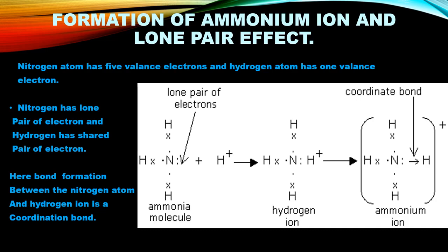Nitrogen has a lone pair of electrons and hydrogen has a shared pair of electrons. That is, hydrogen has only one electron, but nitrogen has a lone pair of electrons. That one is represented by the arrow mark; that lone pair was shared to the H plus ion and then it is making an NH4 plus ion. See here, it is making a coordinate bond. The lone pair of electrons was shared to the hydrogen ion. That's why it is making an ammonium ion. Here, the bond formation between the nitrogen atom and the hydrogen ion is a coordination bond.